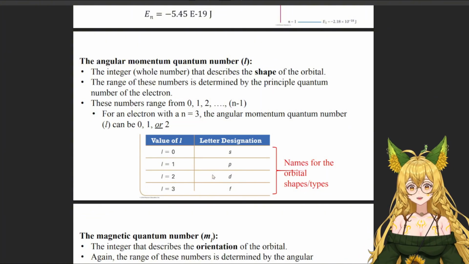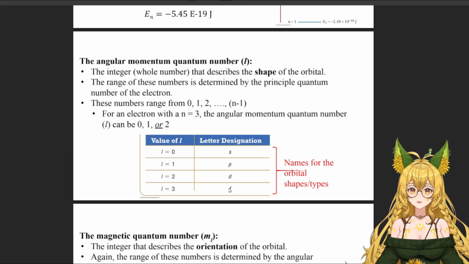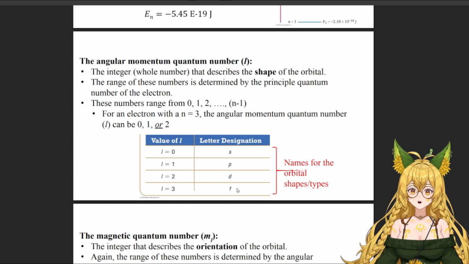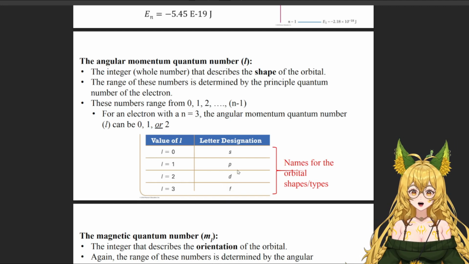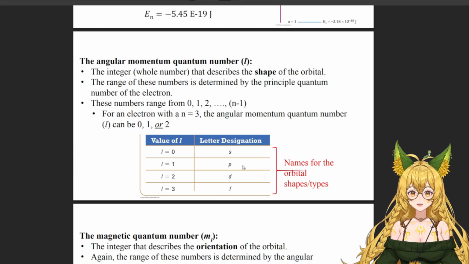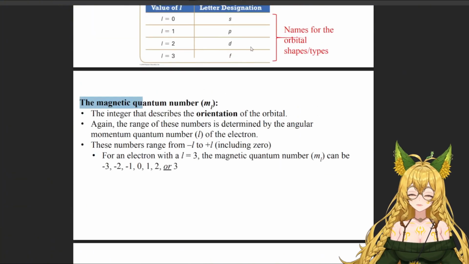F orbitals are going to be the biggest and craziest orbitals. I personally have never even really looked at f orbitals, so you don't have to worry about those too much, but you should be familiar with what they are. You're definitely going to want to focus on s, p, and d orbitals. They have different shapes. Again, we'll go back to these soon, so don't worry about that.